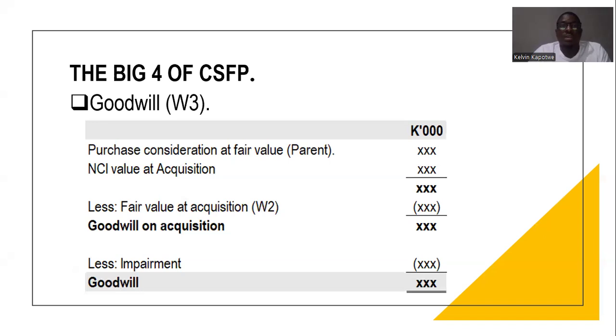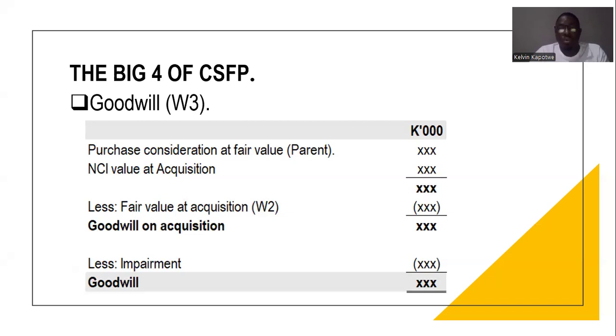So this is how you are going to calculate the goodwill. You get the purchase consideration at the fair value that represents the parent. So you're basically going to look at the money or the transaction value that the parent transferred to acquire the subsidiary. Then you're going to add the NCI value at acquisition. So you're going to value the NCI, okay? The NCI can be valued using the fair value method. The question will basically tell you whether the parent uses the fair value method to value the NCI, or they use the proportionate method. Whichever method is being used is what you're going to use here.